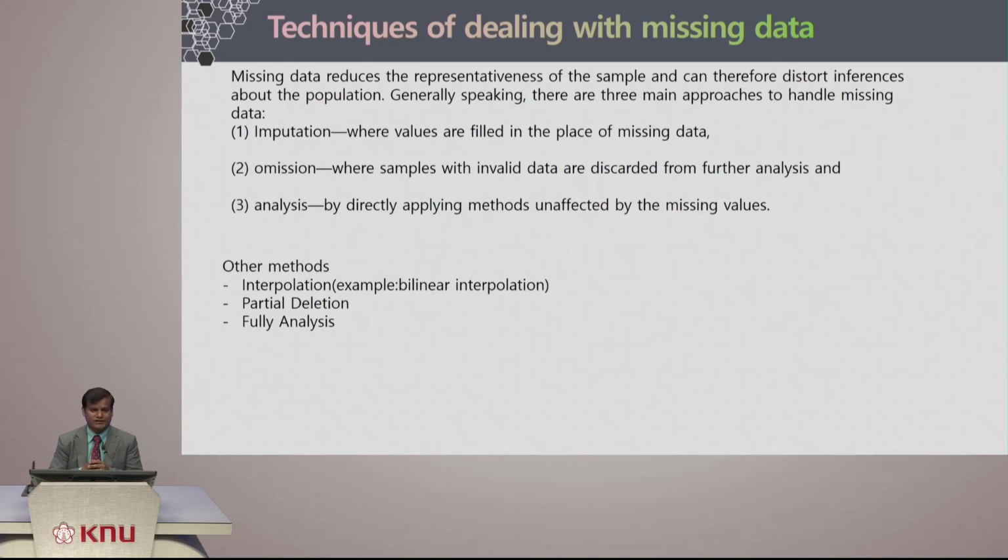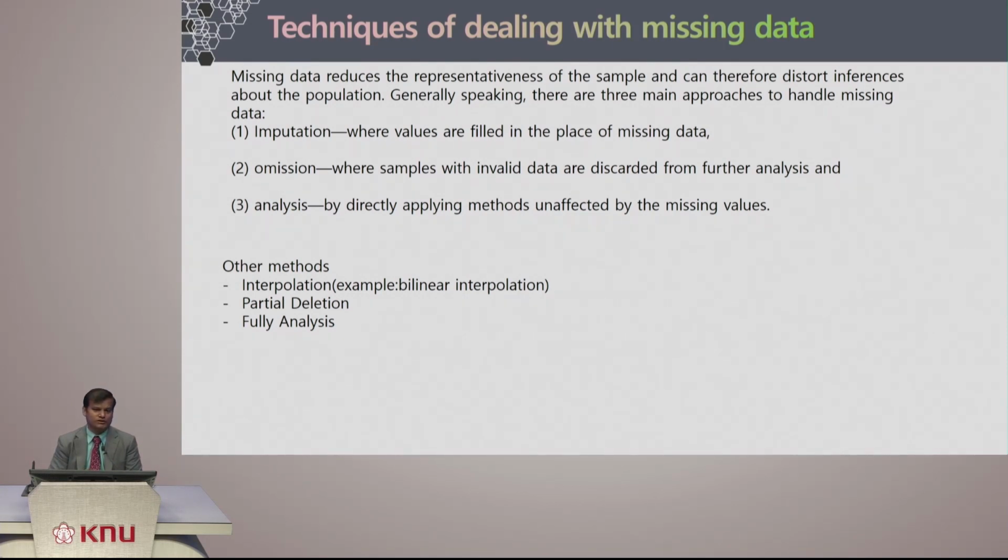One popular way is imputation, where values are filled in the place of missing data. You can try to see what would be the right value to fill in. Of course you should know the domain well in order to fill in such information. Or you can use omission, where samples with invalid data are discarded from further analysis. And finally analysis, by directly applying methods unaffected by missing values, just ignoring the missing values and proceeding with it.